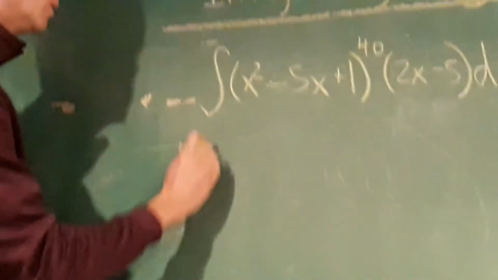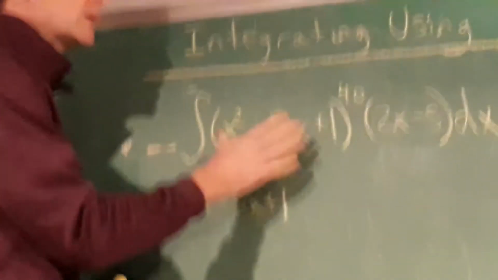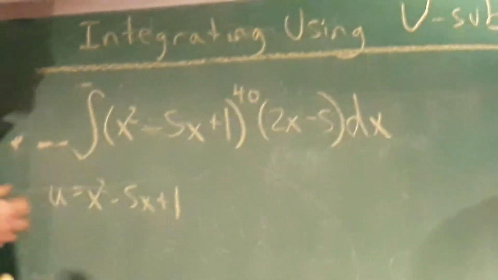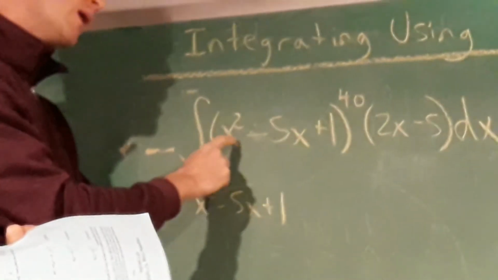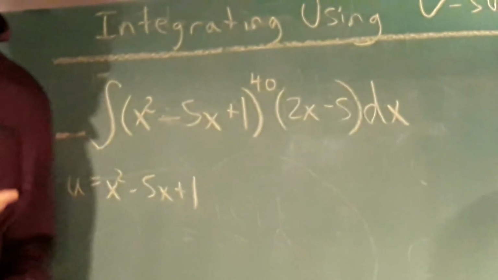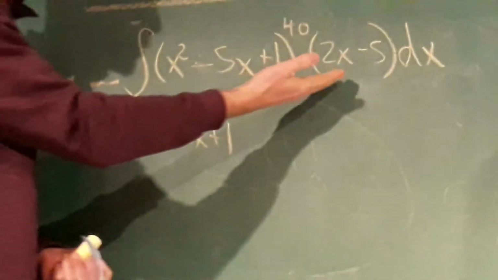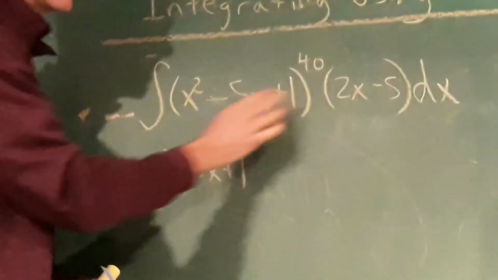So u equals x squared minus 5x plus 1. The reason I'm picking this one for my u is that it's to the 40th power. This one doesn't have a power. That's one of the clues I see. Also, I'm thinking ahead, and I know the derivative of this is going to be 2x minus 5. It's right there, staring us in the face. The derivative of the other one is just 2, and I'd still have this to deal with. It's not going to work out nicely if I pick that one as my u. So I'm going to pick this one as my u.